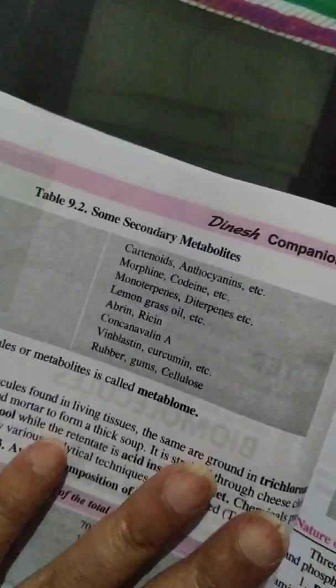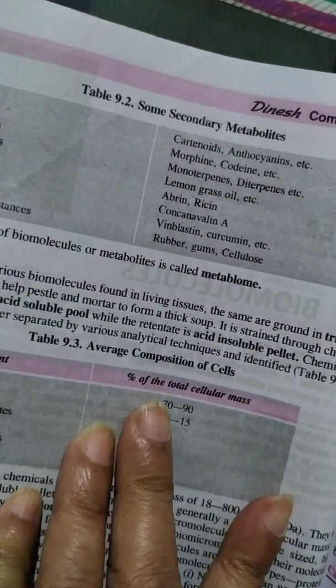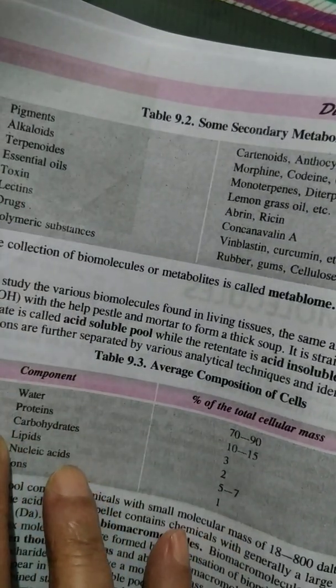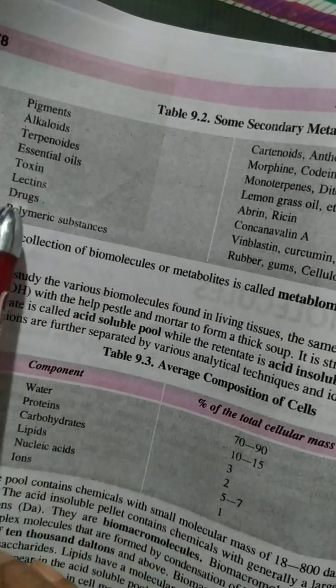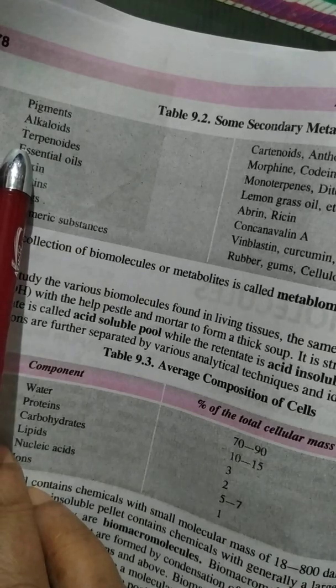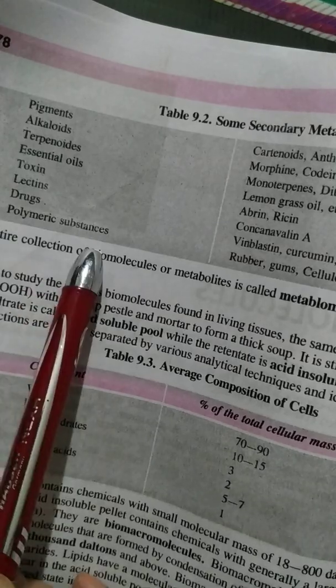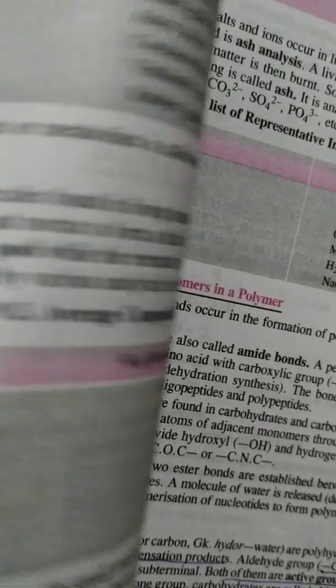Here you see the secondary metabolites: pigments, alkaloids, terpenoids, essential oils, toxins, lecithin, drugs, polymeric substances. These are secondary metabolites. And what about primary metabolites?